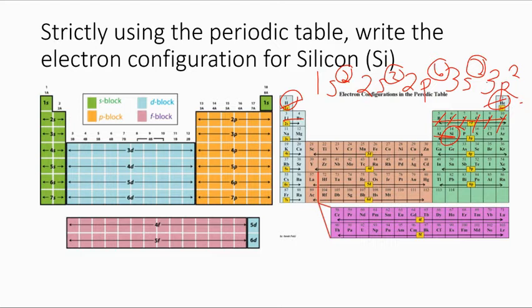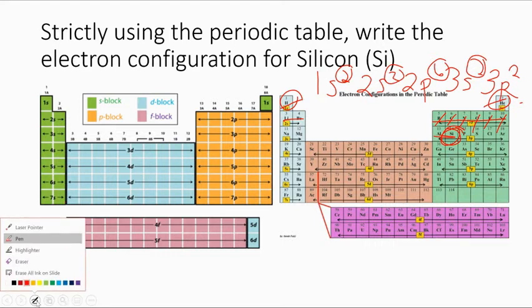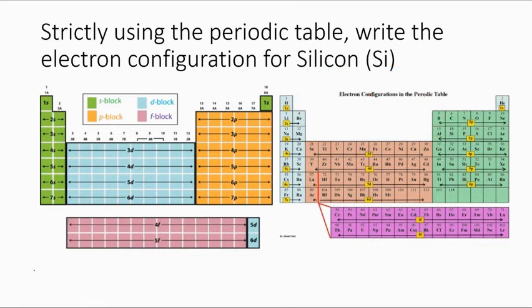So I have 14 electrons, and a neutral atom of silicon has 14 electrons. So again, the electron configuration for silicon would be 1s2, 2s2, 2p6, 3s2, 3p2. Okay, so let's try another one.